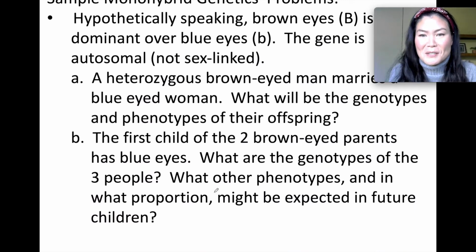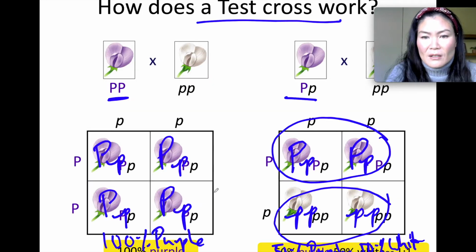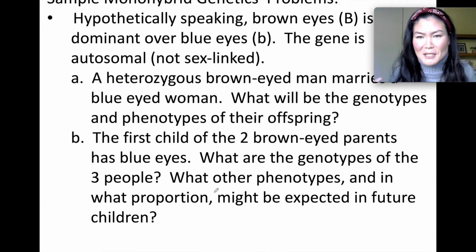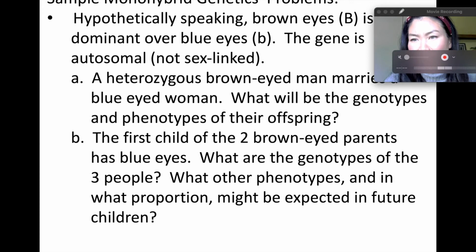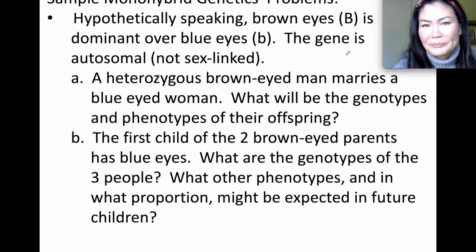Okay, so here are some sample monohybrid genetics problems. I wish there was some space on this slide so I can write all over it, but there's not a lot of space. I'm just going to have to make do. Again, it's called monohybrid because we're dealing with one trait at a time.